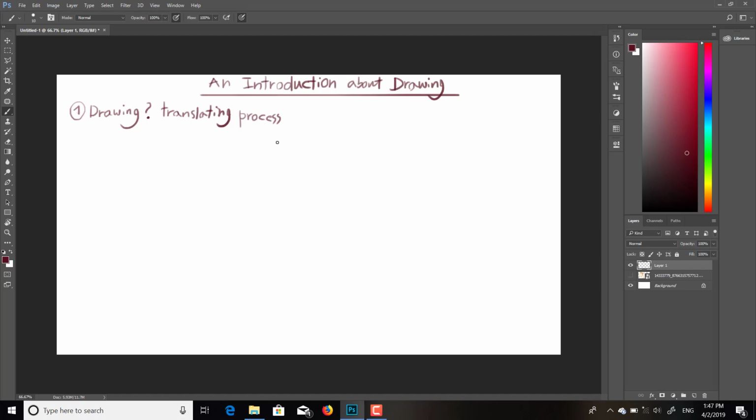And what are the tools that help you doing this? So you translate everything that you see, including figure, to what? 2D or 3D basic forms.